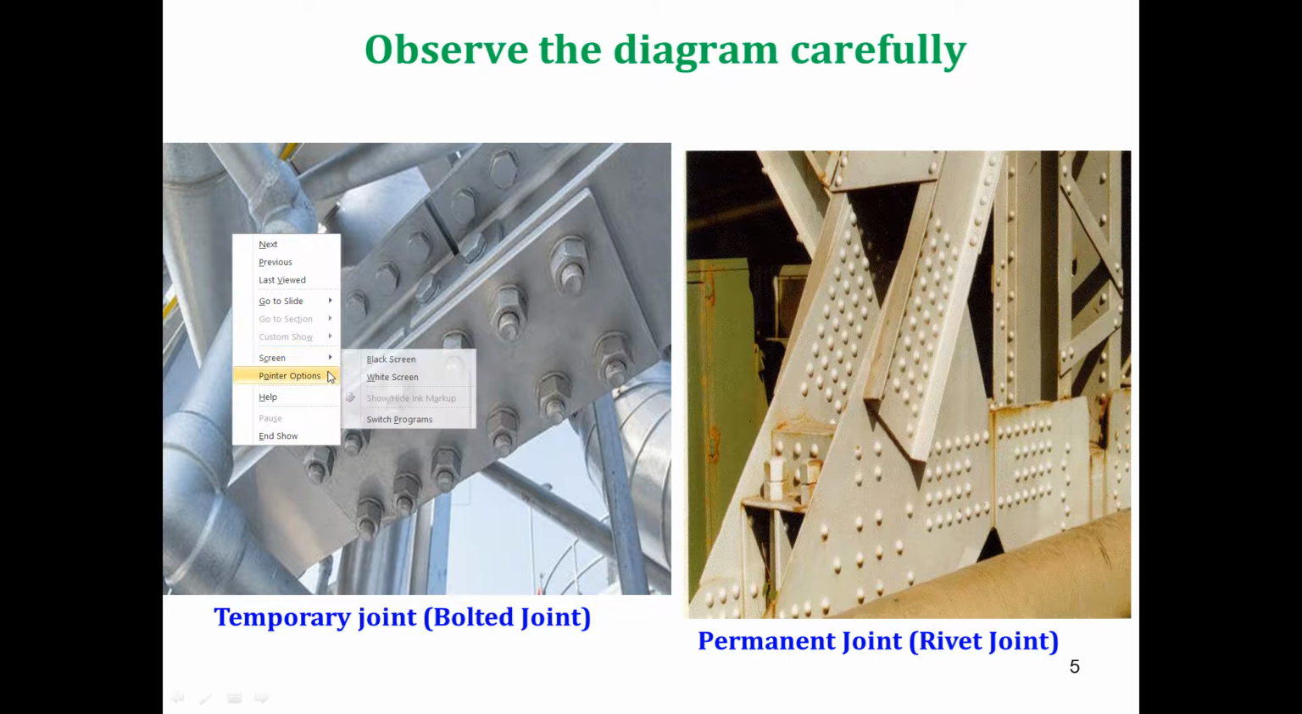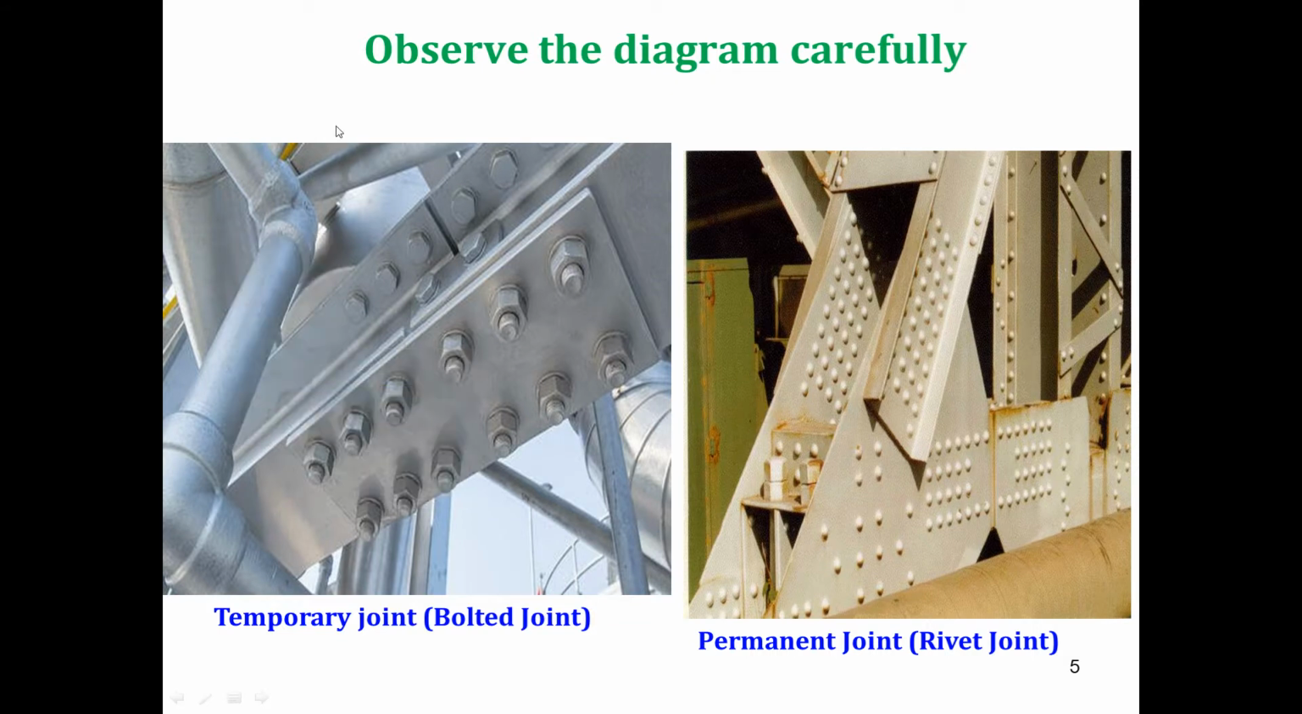For example, in a machine member, if I am having two plates, say this is one plate and this is another plate. Say this is plate A and this is plate B. If you want to join plate A with plate B, many options are there. You can use bolts. If you use bolts, then the joint will become a bolted joint.